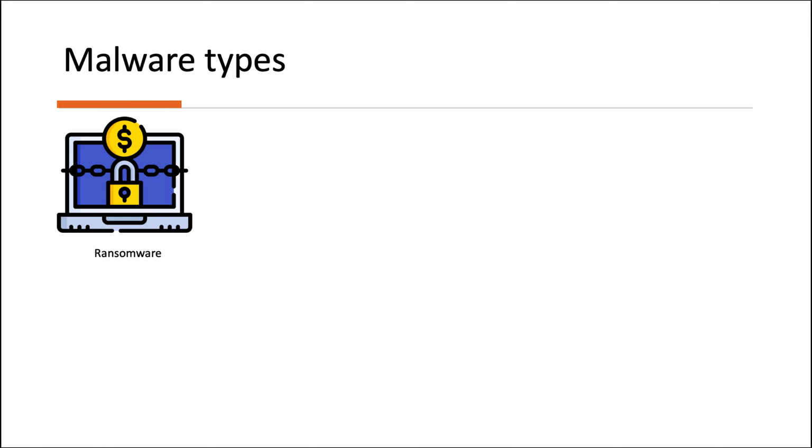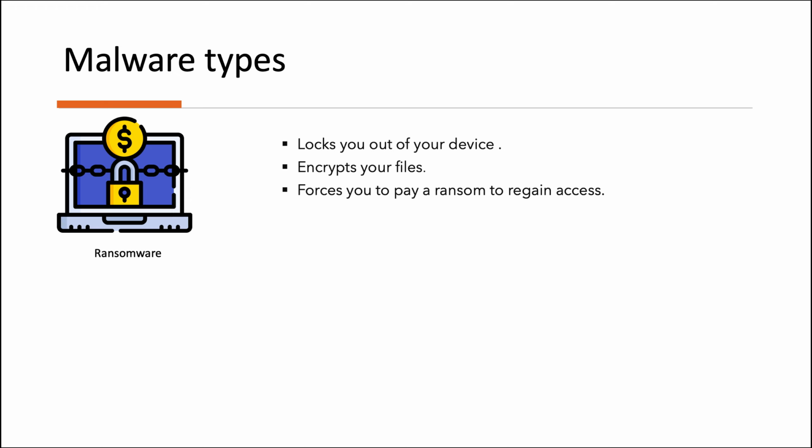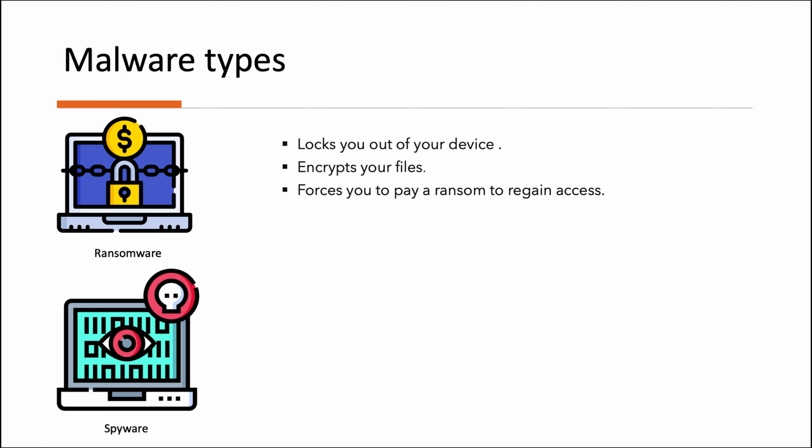Then we have ransomware attacks. This is a form of malware that locks you out of your device and encrypts your files, then forces you to pay a ransom or some type of amount to gain access back. And the last one is spyware. Spyware is malware that secretly observes the computer user's activities without your permission and then reports this information to a remote user. So these are some of the common malware types which we discussed.